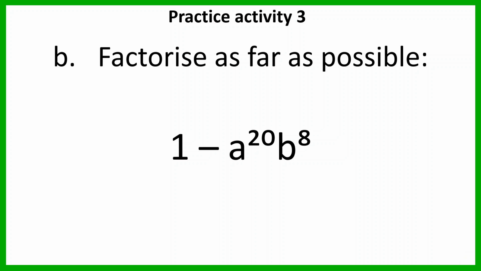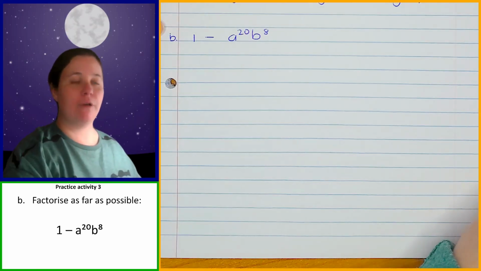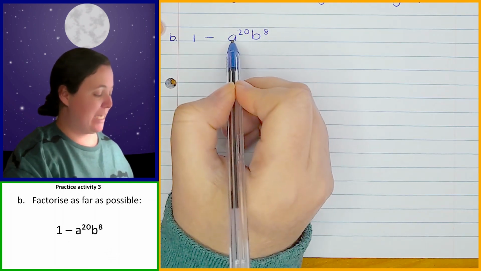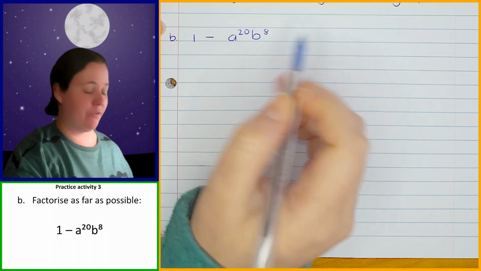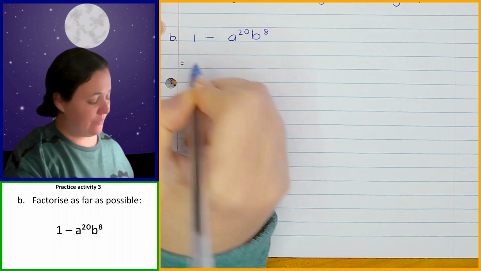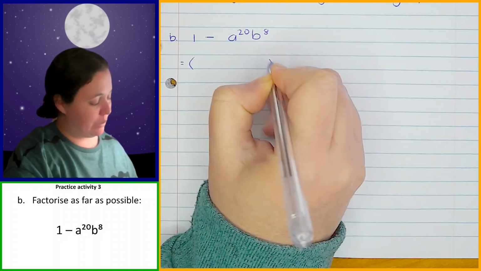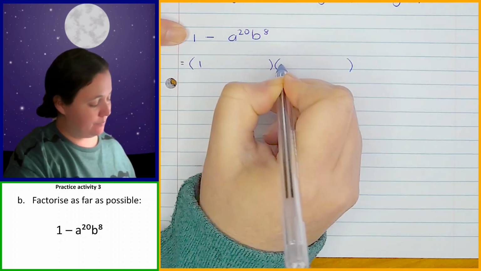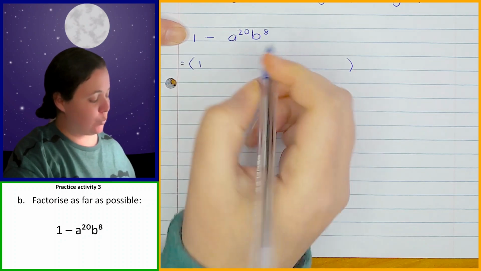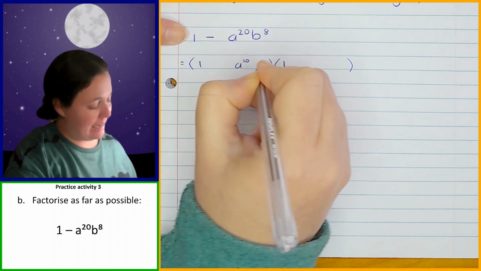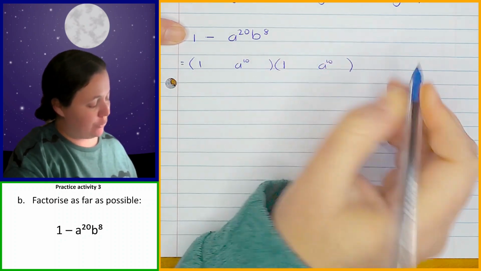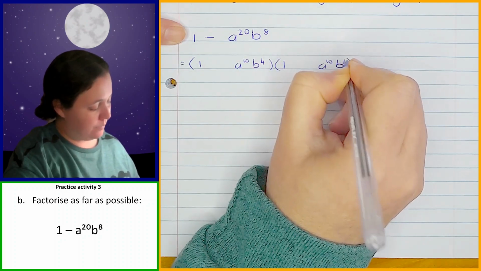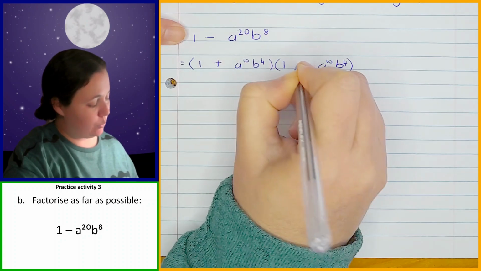Okay, so let's go through that question and see what you should have got. Right, so over here, I've got 1, which is a perfect square, minus a to the power of 20, b to the power of 8, which is also a perfect square. So now we can go and factorize this by putting down our 2 sets of brackets. The square root of 1 is 1. The square root of a to the power of 20 is a to the power of 10. And the square root of b to the power of 8 is b to the power of 4. One of the brackets gets a plus and the other one gets a minus.